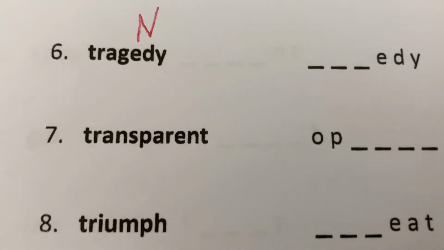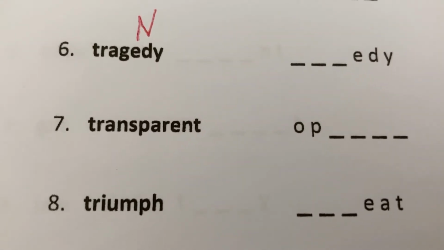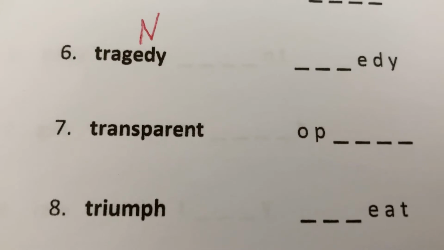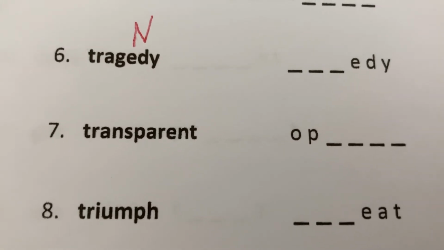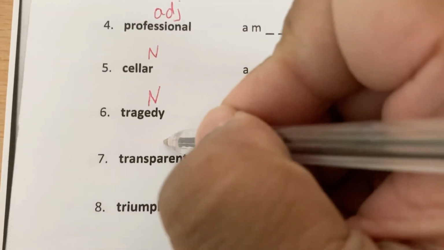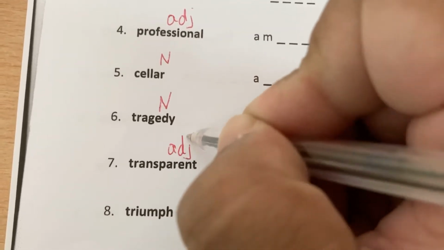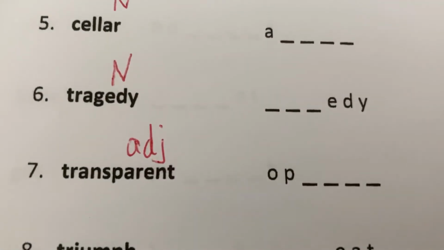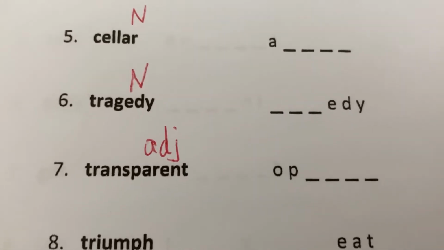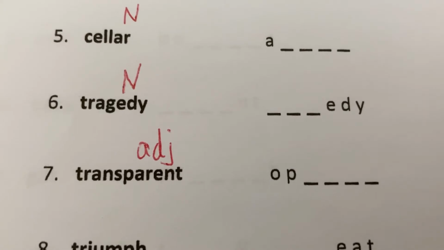Okay, let's have a look at number 7. Number 7 says transparent. What does transparent mean? Transparent means something that you can see through clearly, like a piece of glass. And it's an adjective. I know it's an adjective because if I put it before a noun, so the transparent glass was huge, the word transparent described the glass, which is a noun.